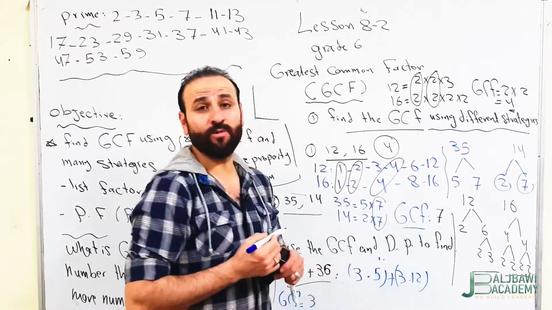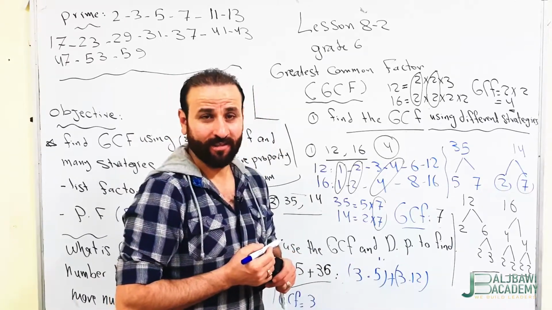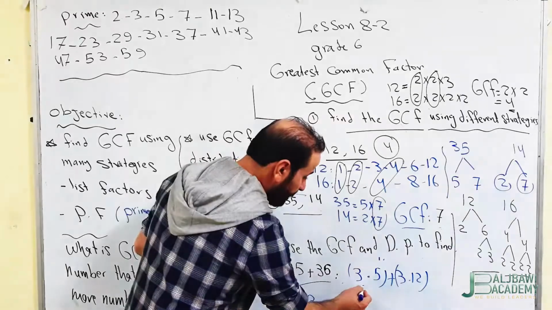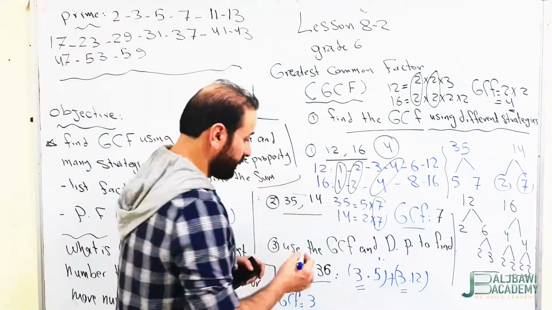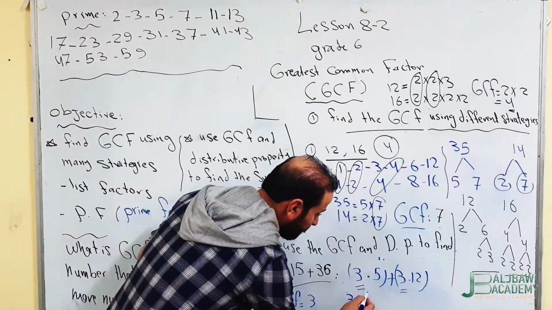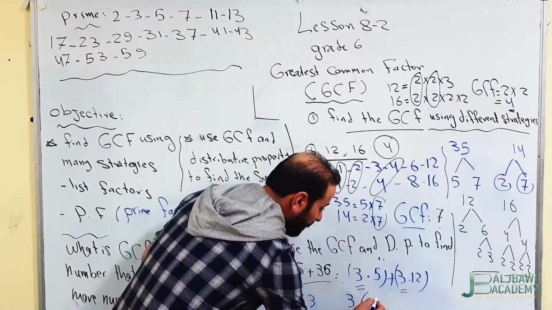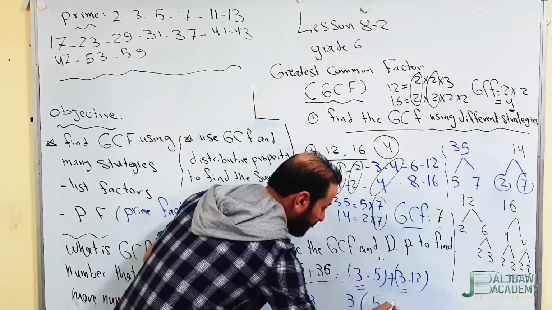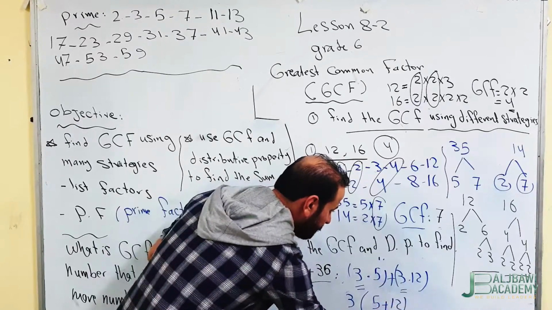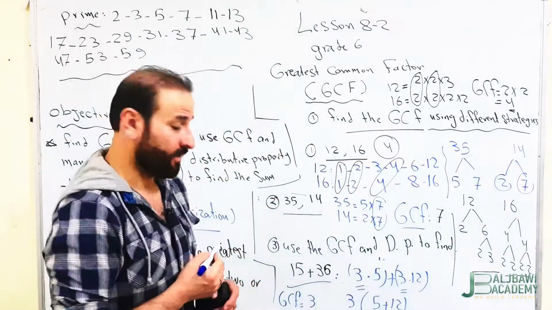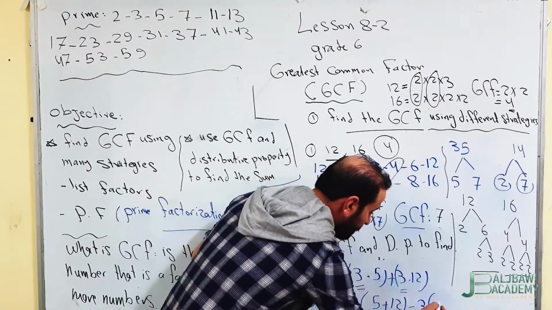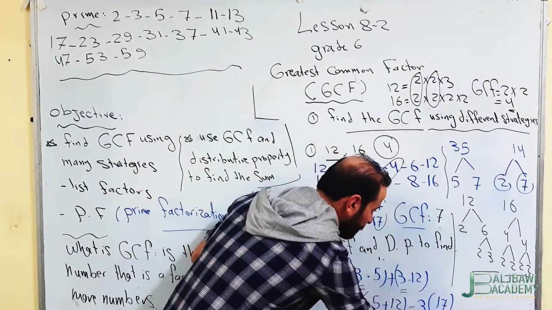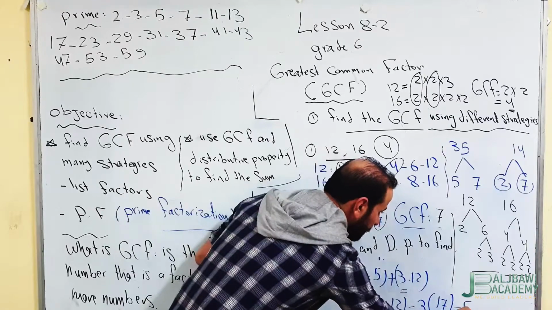So now I use the distributive property. The common factor is 3. So I put 3 brackets 5 plus 12 equals 3 multiply 17 equals 51.